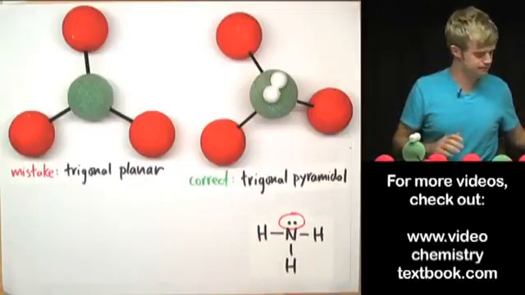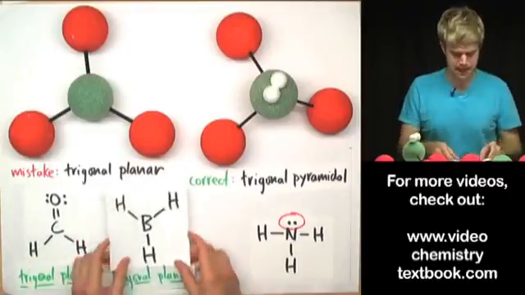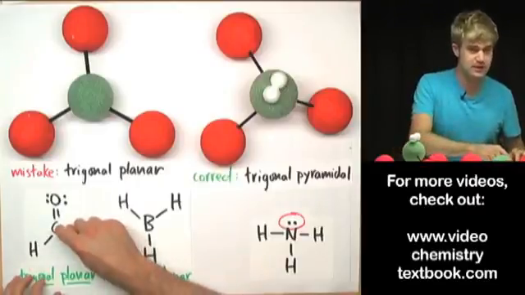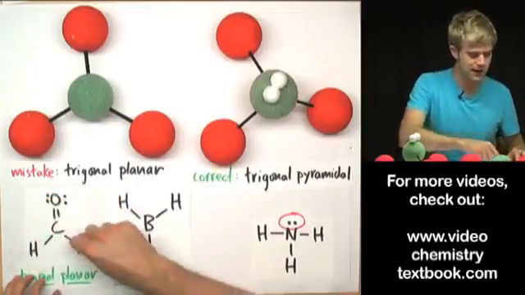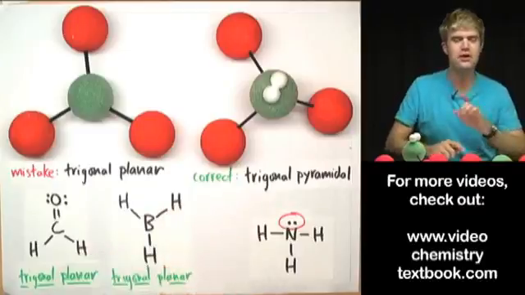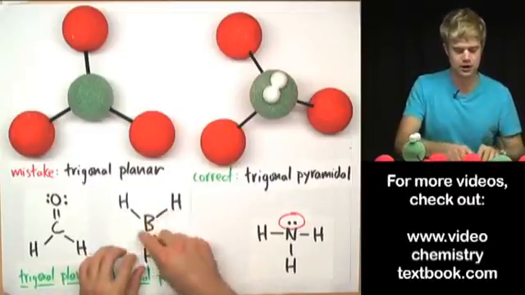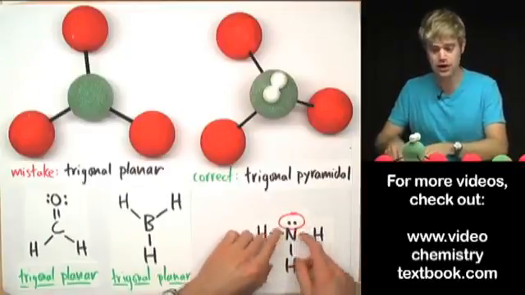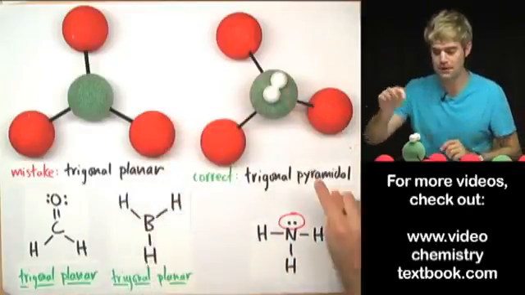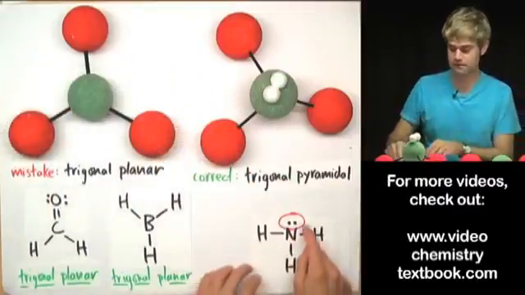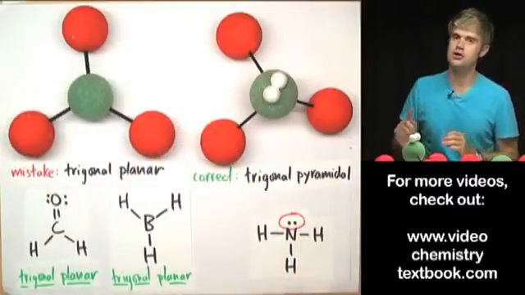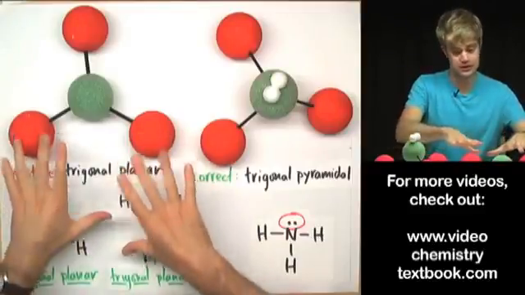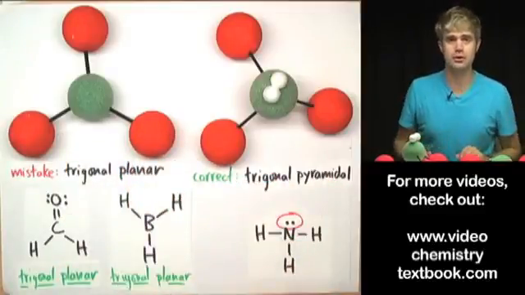Here are 2 examples. This one and this one are both trigonal planar. Look what they have in common. They have 1 central atom, and then they have 3 atoms around the outside, but they don't have any unshared electron pairs, okay? It's this unshared electron pair here on nitrogen that is what makes this trigonal pyramidal instead of trigonal planar. So always keep an eye out for these unshared electron pairs. If something doesn't have it, it's trigonal planar in this example. If it does, it's going to be trigonal pyramidal, okay?